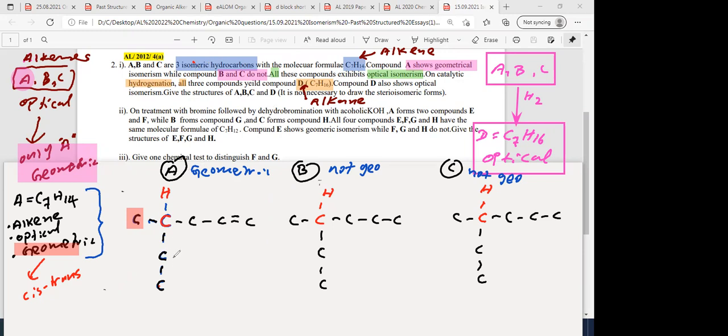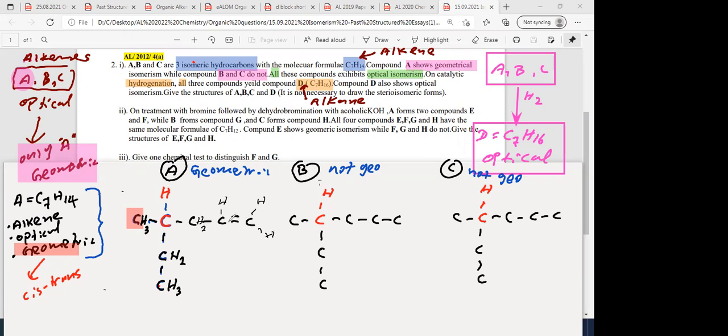Now the rest you can do what? Add hydrogen to make 4 bonds. CH2, here CH3, and here CH3. Around each carbon add hydrogen to make 4 bonds. So this will be CH, and this will be CH2.